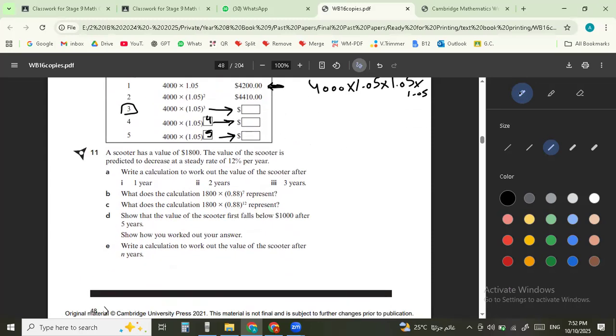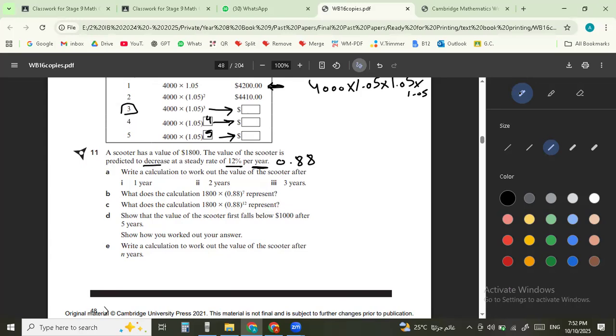A scooter has a value of $1,800. The value of the scooter is predicted to decrease at a steady rate. What's the meaning of steady? It means it's fixed, it doesn't change, of 12% per year. It decreases 12% per year. So it is going to be 0.88.